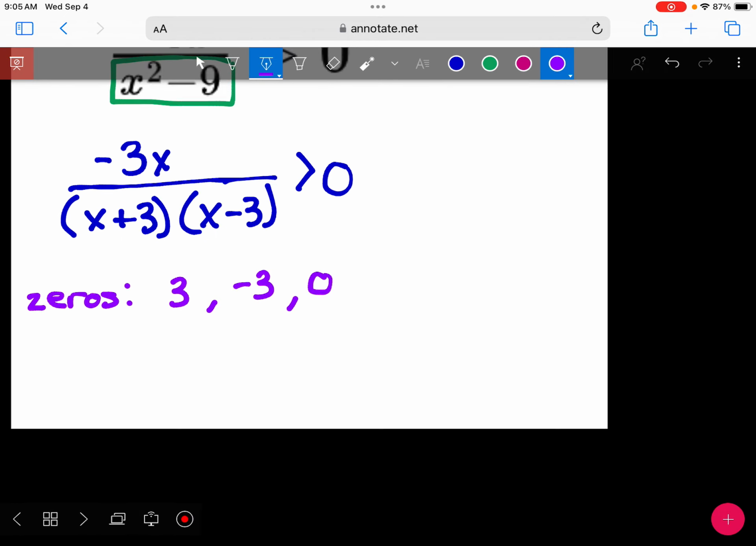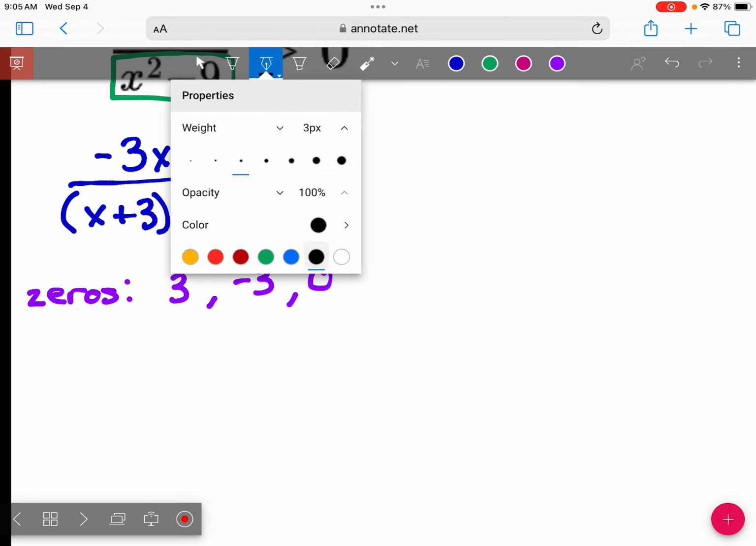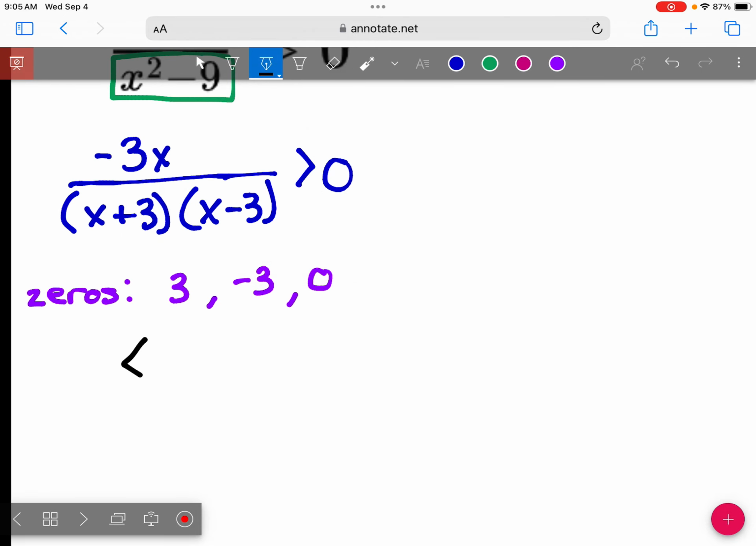So we're going to do this just like we did yesterday where we set up that kind of number line. I'm going to put my root values here. So I'm going to go negative 3 and then 0 and then 3. And I'm going to take all of those pieces.